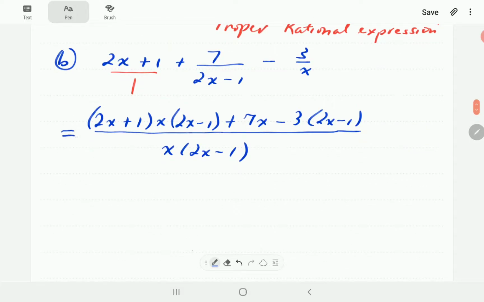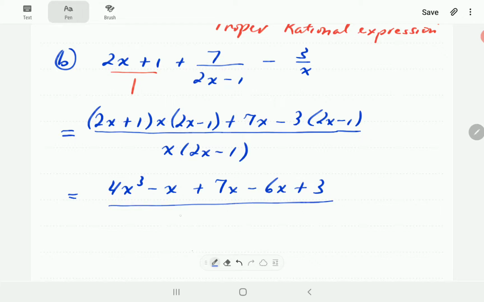Again, if we remove brackets in the numerator, notice that this is a difference of 2 squares. So that's going to give us 4x squared minus 1. And then if we multiply it by x, then it's going to be 4x cubed minus x, then plus 7x here, minus 6x plus 3. The denominator, we're going to have 2x squared minus x.